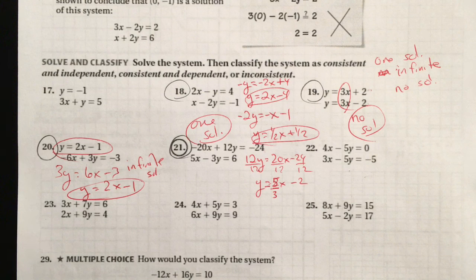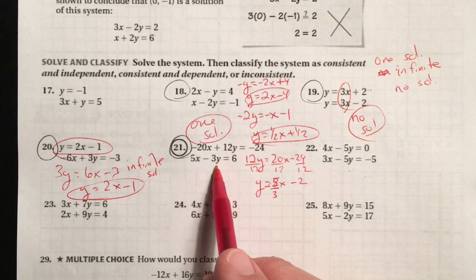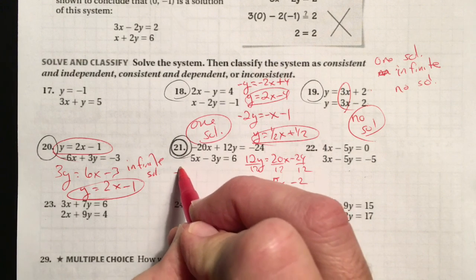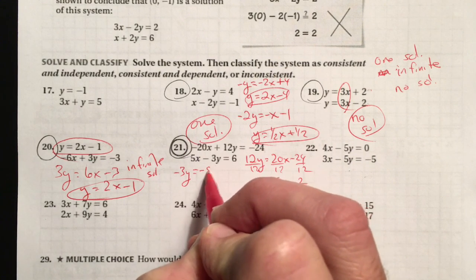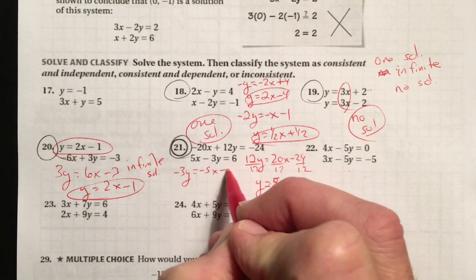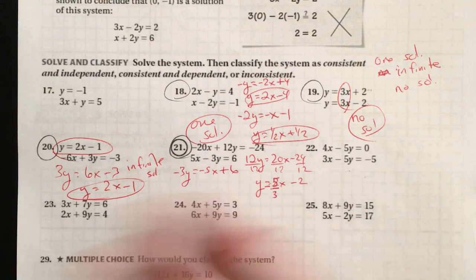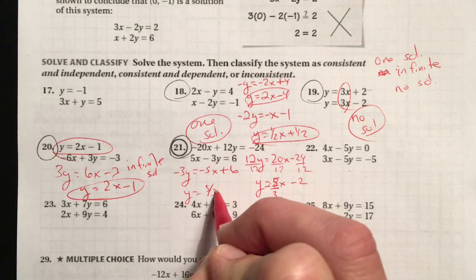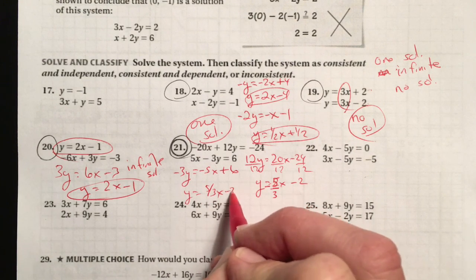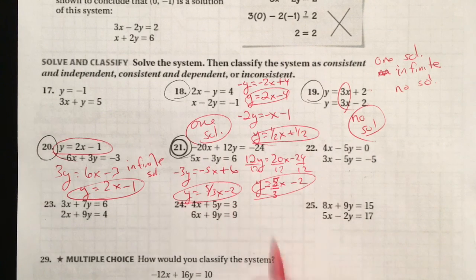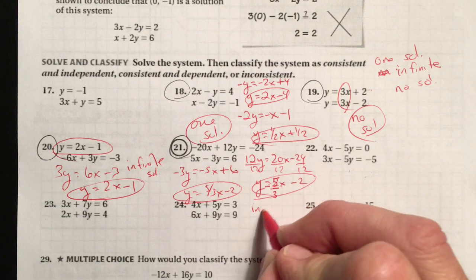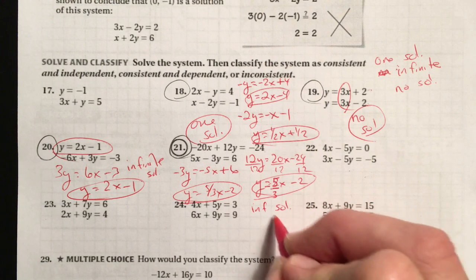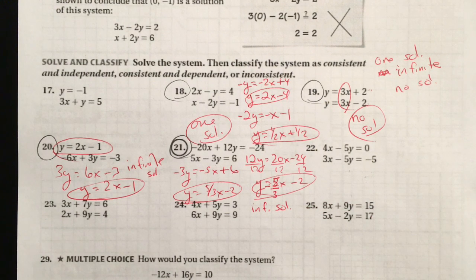Second equation, I have negative 3y equals negative 5x plus 6. I divide by negative 3 all across the board. I get y equals 5/3 x, beautiful, minus 2. And there you go. Exactly the same equation. That's infinite solutions. Same equations.